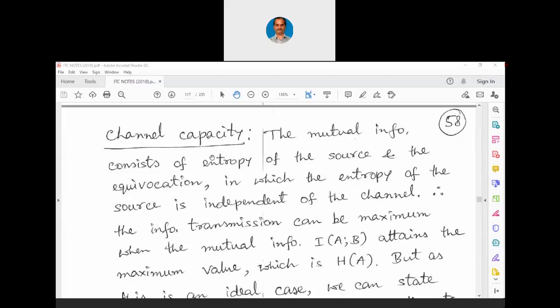The mutual information consists of the entropy of the source and the equivocation, in which the entropy of the source is independent of the channel. Therefore, the information transmission can be maximum when the mutual information attains the maximum value, which is H(A). Now, when the mutual information is equivalent to the source entropy, then there can be maximum information transmission. This we have already seen.